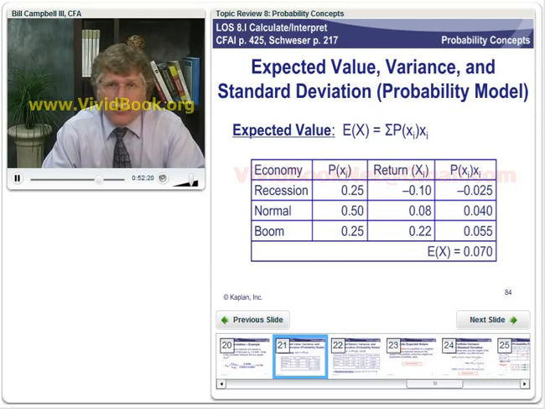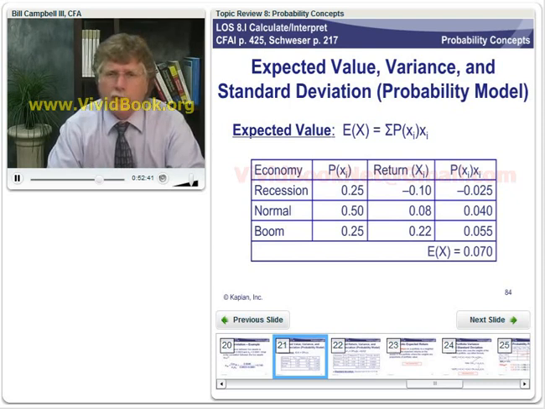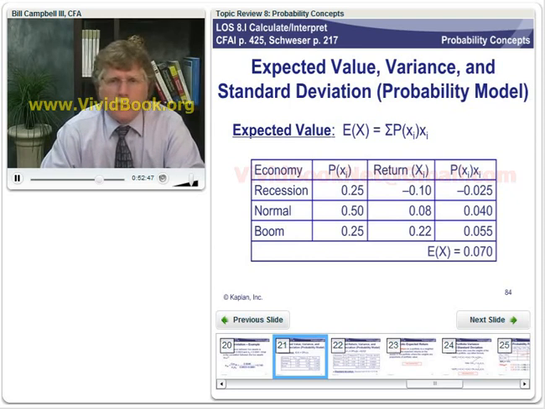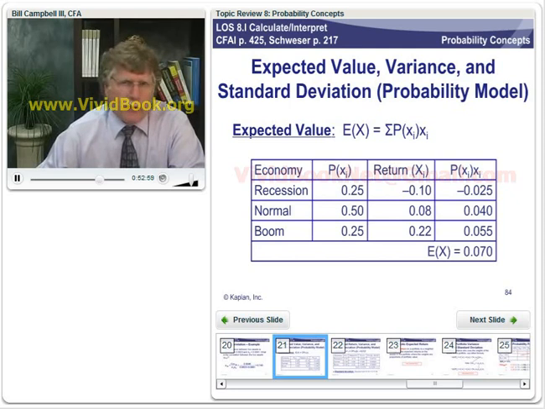We take the probability, we'll start off with expected value. We've done this calculation several times. You already know how to do this. The probability of recession is 25%, normal economy 50%, boom economy 25%. The return in a recession will be negative 10%, normal return 8%, return in a boom 22%. We take the probability of each one of these outcomes times its value, multiply those two together, add those up, we get an expected value of 7%. That one's straightforward. You've done that several times already. Let's move on to the next calculation.